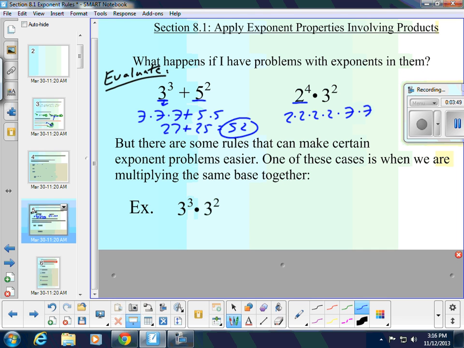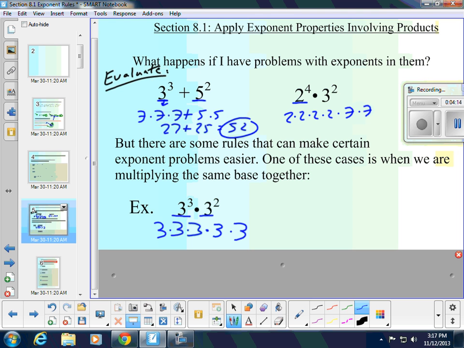This example right here, think about the ones we just did up above. If I was going to evaluate those powers, I wrote them out kind of as a product, and that's what it would mean. Well, looking at this problem right here, this says 3 to the third times 3 squared. Well, again, what's 3 to the third? That would be 3 times 3 times 3. And this then says multiply. Well, I want to multiply that times 3 squared, so I guess that'd be 2 more 3's.